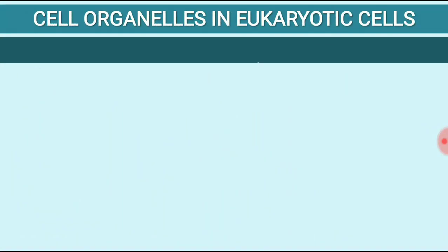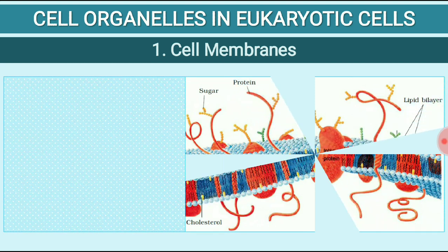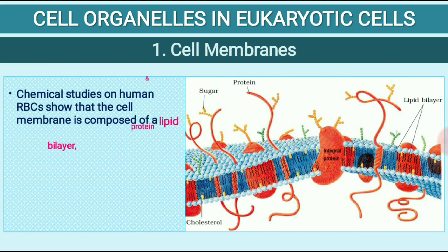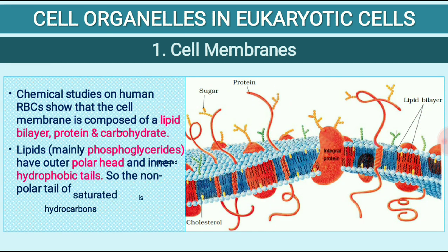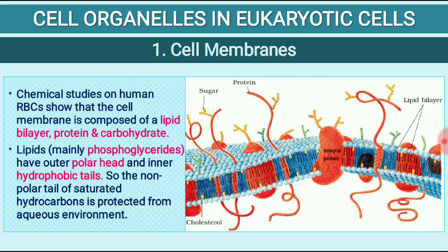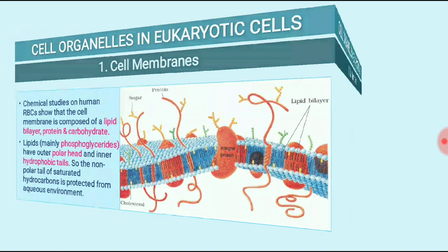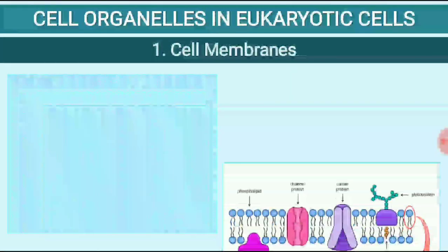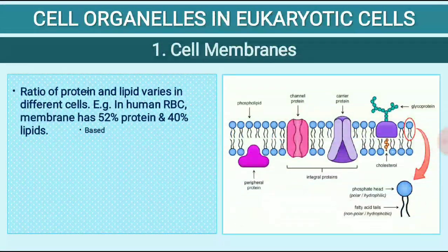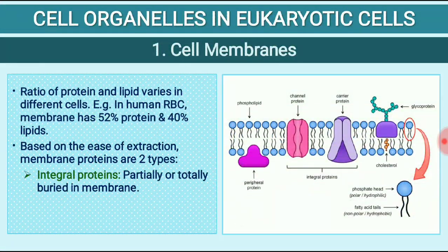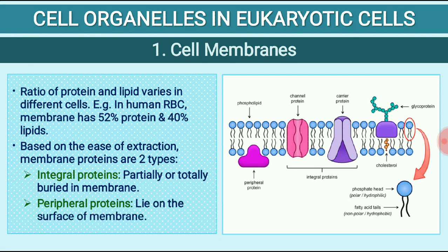8.5.1 Cell membrane. The detailed structure of the membrane was studied only after the advent of the electron microscope in the 1950s. Meanwhile, chemical studies on the cell membrane, especially in human red blood cells, RBCs, enabled the scientists to deduce the possible structure of plasma membrane. These studies showed that the cell membrane is composed of lipids that are arranged in a bilayer.